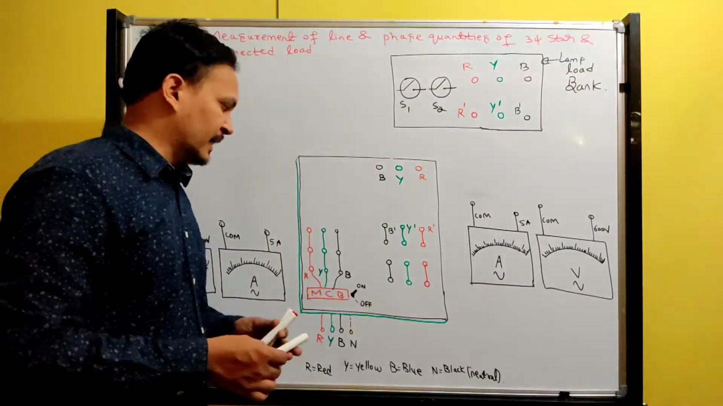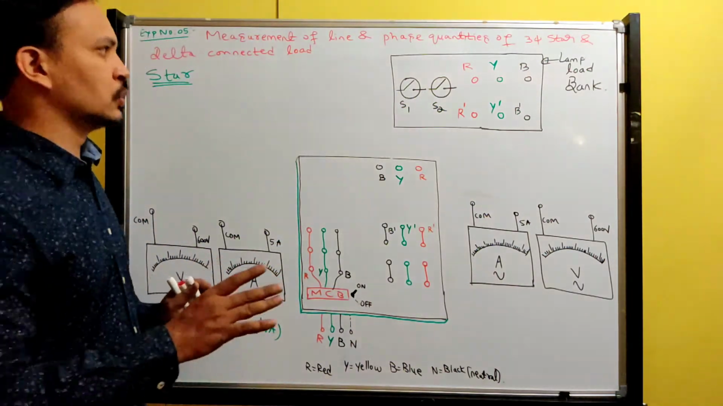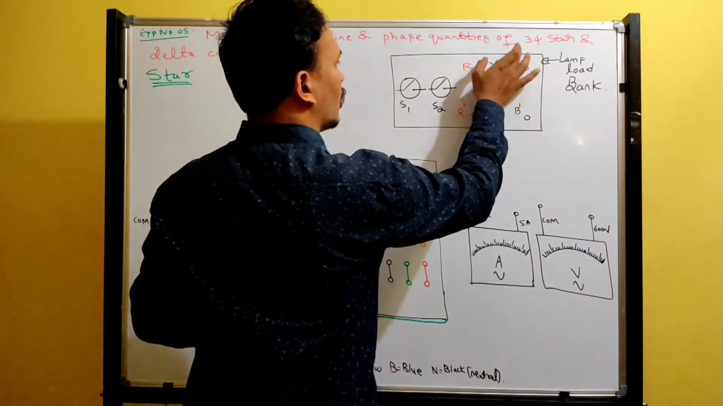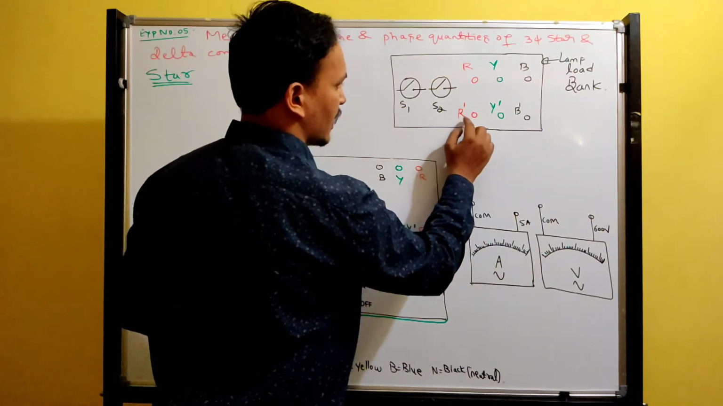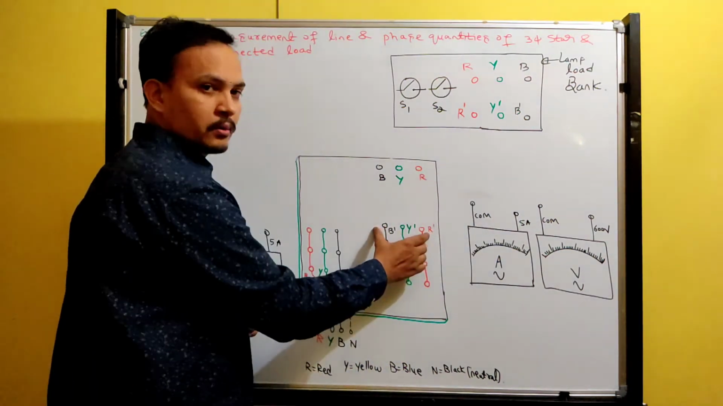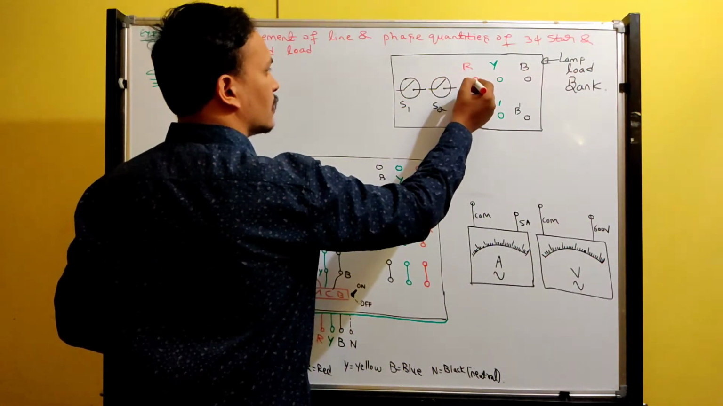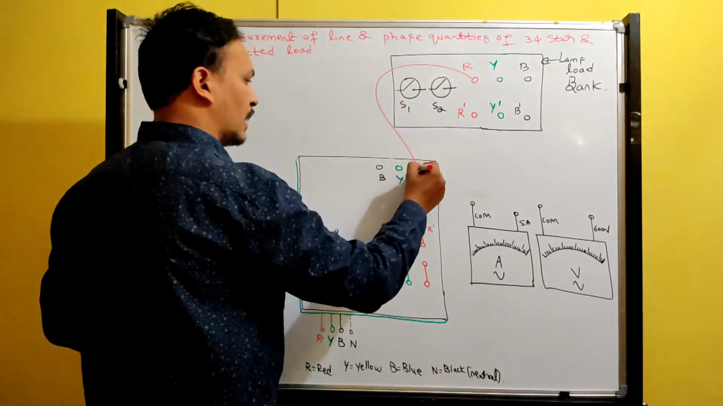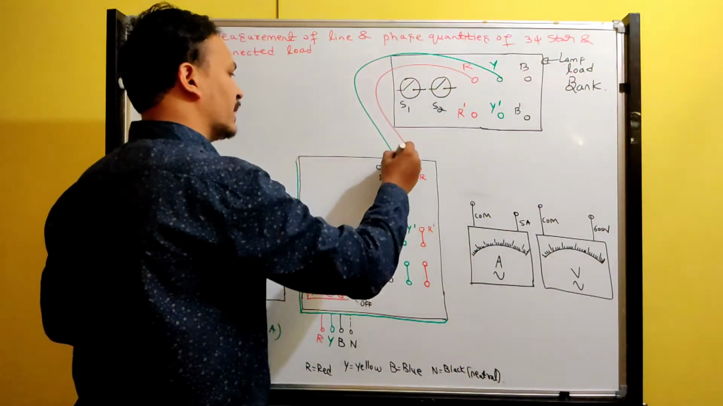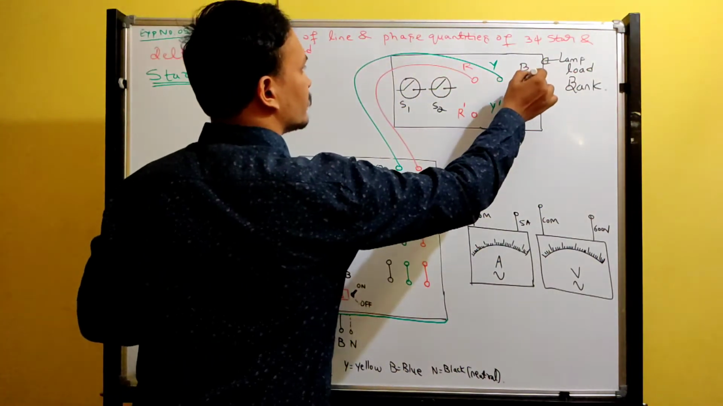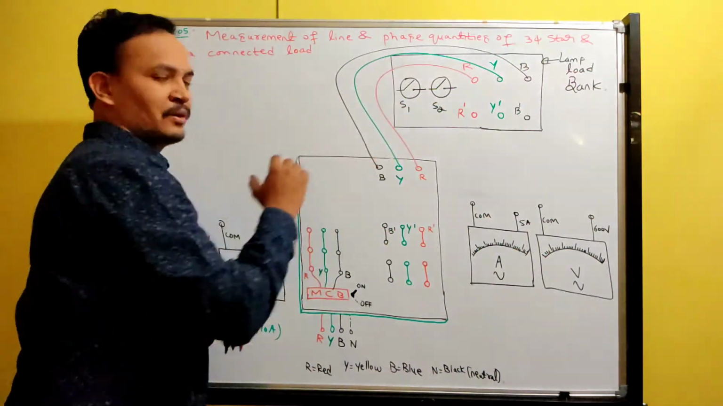Before doing connections, the first step when you get this experiment is to connect R, Y, B, all the top terminals, to the top side, and all bottom terminals R dash, Y dash, B dash, to the bottom terminals. So I am connecting the same color. R is connected to R. First do like that, and Y is connected to Y, and then B is connected to B. First step you should do this. All top connected to top side.